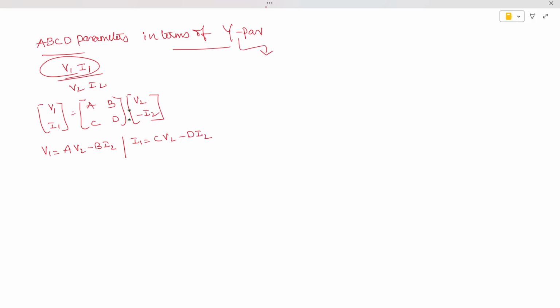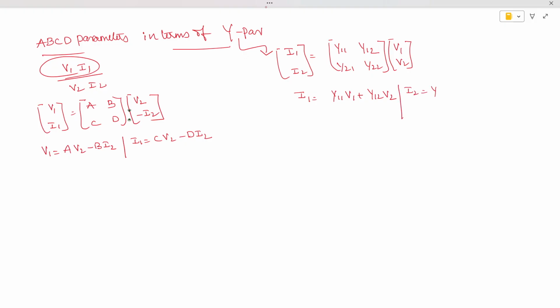But we require Y parameters. The Y parameters are I1, I2 is equal to Y11, Y12, Y21, Y22 into V1, V2. Therefore, I1 is equal to Y11 V1 plus Y12 V2 is one equation. The second equation is I2 is equal to Y21 V1 plus Y22 V2.